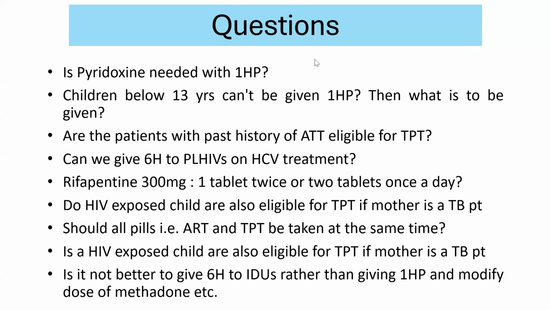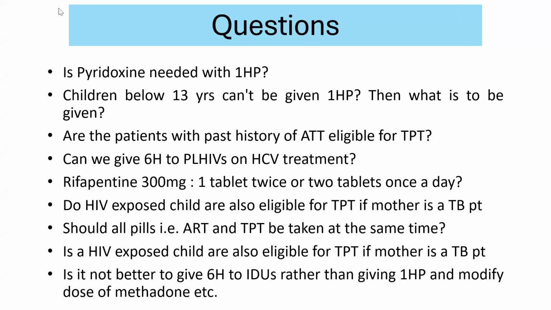So this is the question of how you want to balance things. 1 HP is just a monthly course, and it's easy to have focused attention on IDUs and just complete the 1 month's course. You can weigh in your scenario, but if you can work closely with your OST doctor, I would say that 1 HP would be a preferred regimen for the IDUs.